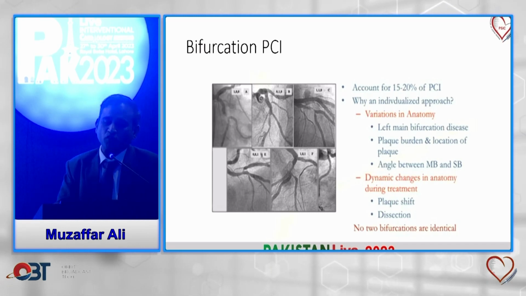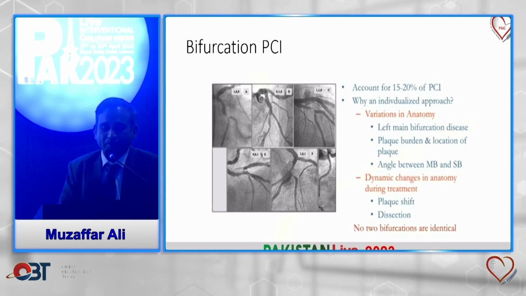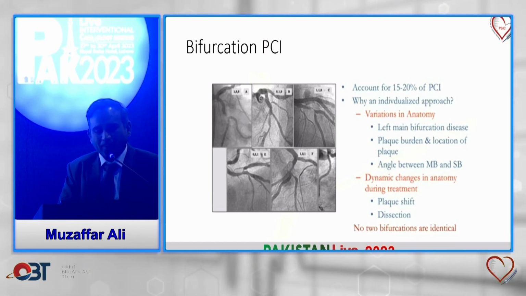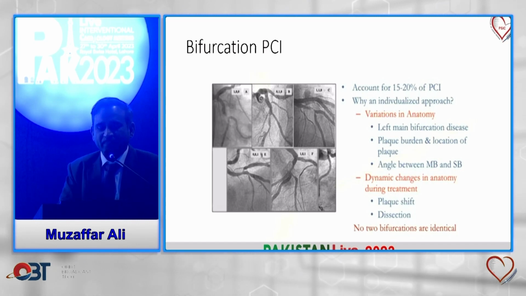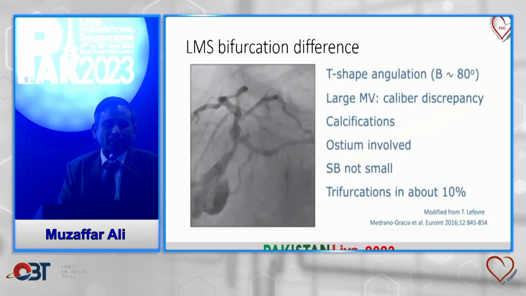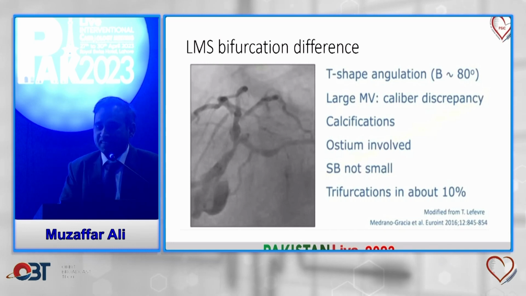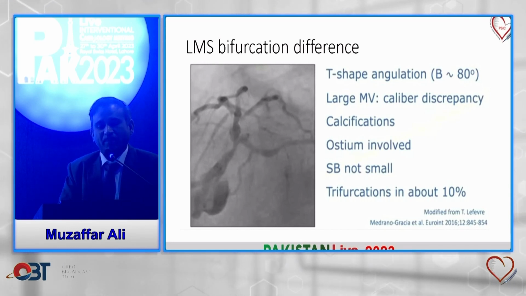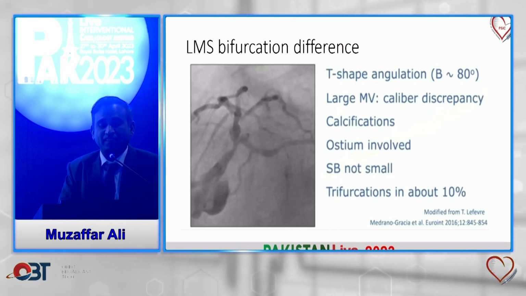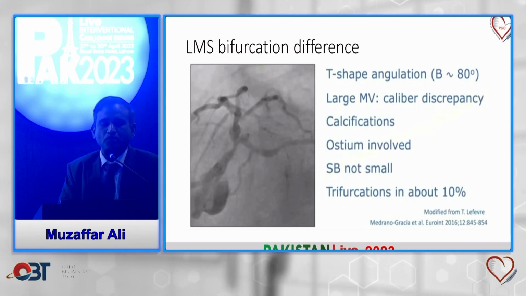Why is bifurcation PCI important? It accounts for 15 to 20% of PCI and has variation in anatomy as well as dynamic changes in anatomy during treatment in terms of plaque shift, dissection, and believe me, no two bifurcations are identical in fact. Left main bifurcation also is different because of a T-shape angulation, large main vessel, caliber discrepancy, calcification, ostial involvement, and side branch, obviously circumflex is not small, and there are 10% trifurcation lesions also.